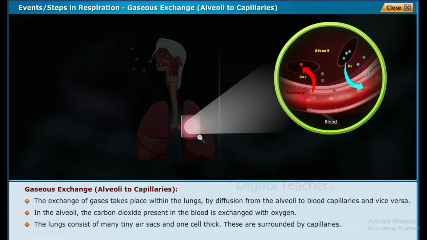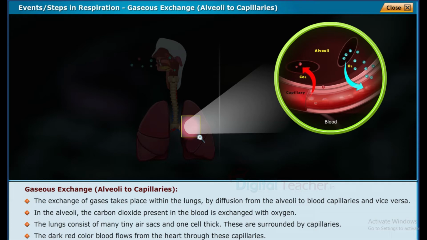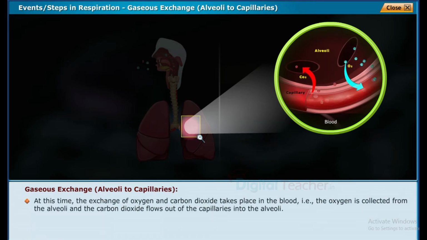The lungs consist of many tiny air sacs, one cell thick. These are surrounded by capillaries. The dark red colored blood flows from the heart through these capillaries. At this time, the exchange of oxygen and carbon dioxide takes place in the blood.